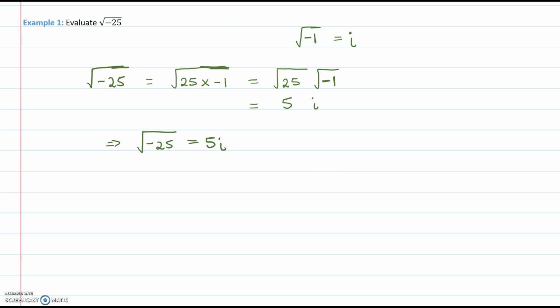Okay, that's it. It might seem a strange idea, but that's how mathematicians deal with it. We separate out the -1, and then we replace the square root of -1 with i.